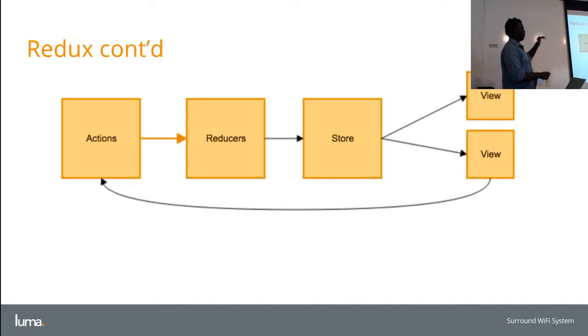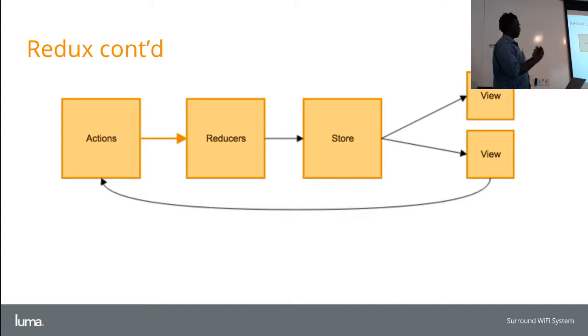And what happens is that your store gets updated, right? And as your store gets updated, because your store is what feeds your views, what the user is seeing, whenever your store is updated, your views are automatically updated, right? Because they depend on each other. The view depends on the store to render itself.